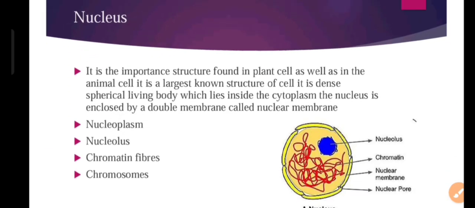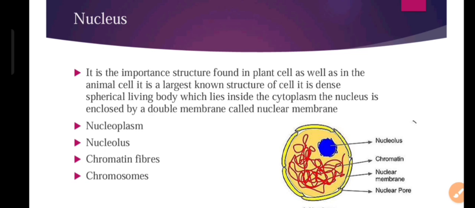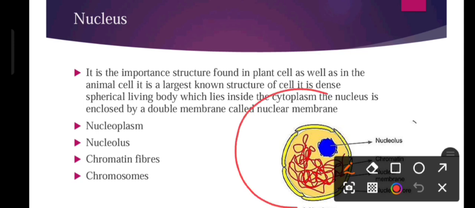Coming to the nucleus. The nucleus is a very important structure found in what? In both the plant cell and the animal cell we can notice the nucleus. It is a large and prominent structure of the cell. It is a dense spherical living body. See, if this is a cell, this is the nucleus.